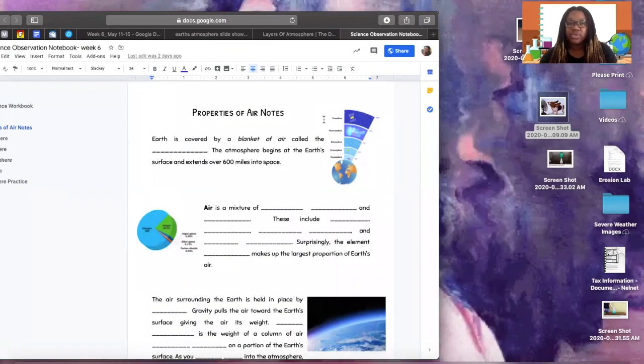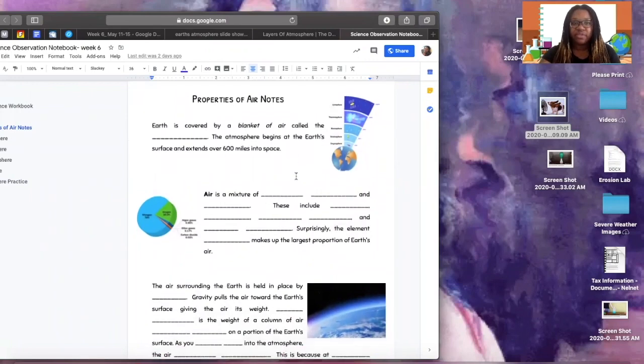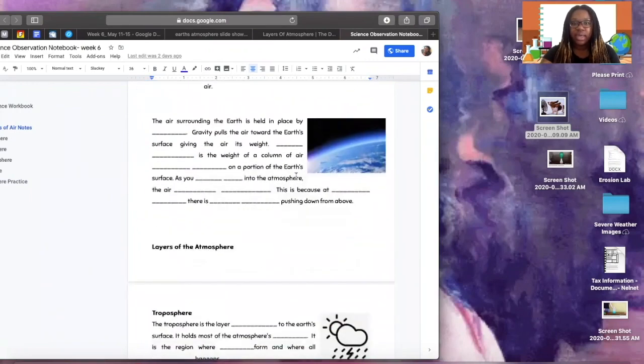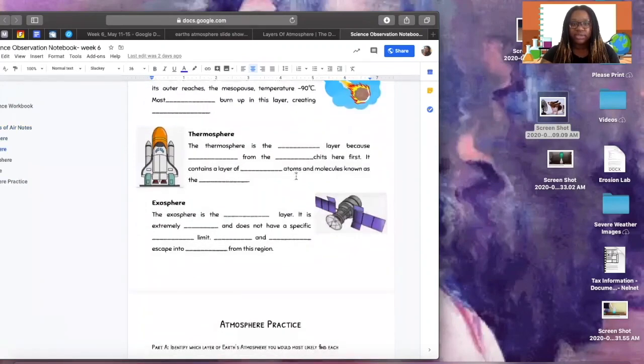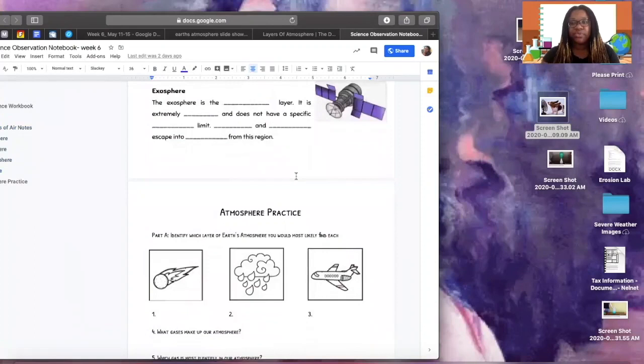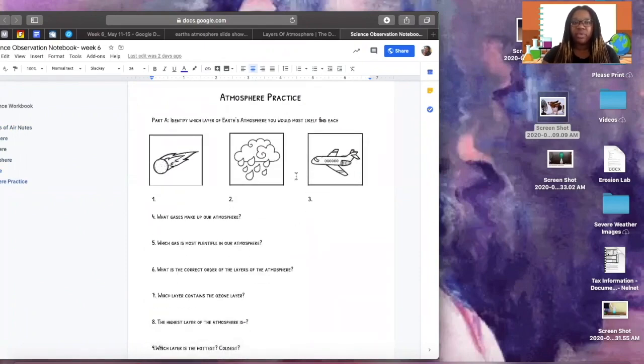Okay, so those were our notes today, and you should have been filling them out in your science journal right in this place. Once you're finished, if you forgot to do this or weren't aware, you can just go back and fill it in at any time that you would like. After you do that, we have atmosphere practice.